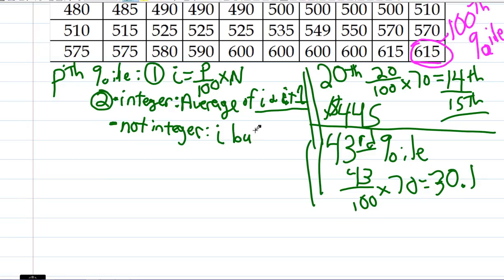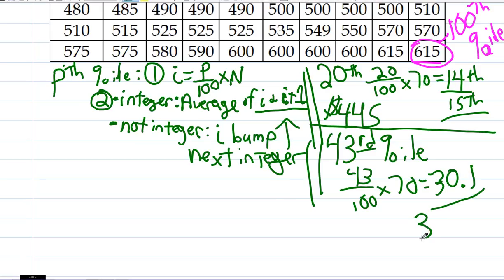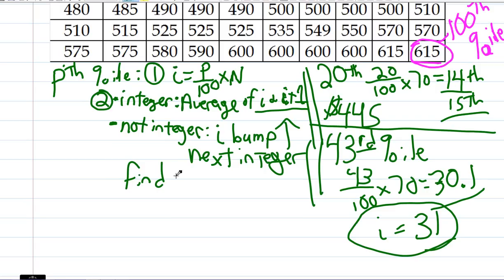Some instructions say round, but it's not rounding, because if we rounded 30.1, we would round it to 30. We're not rounding, we're bumping it to the next integer. So bump it up to the next integer, which in this case would be 31. So we take our index number, I equals 31, and then we just use that number in the list as our percentile. So find that number in the list.